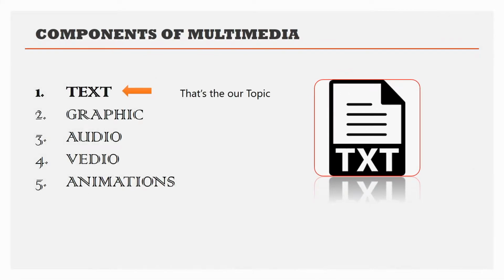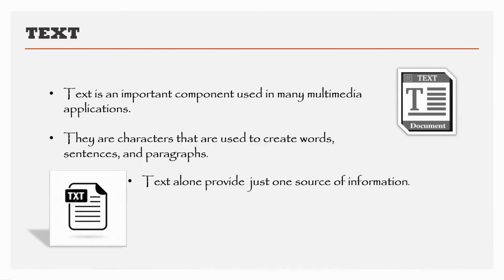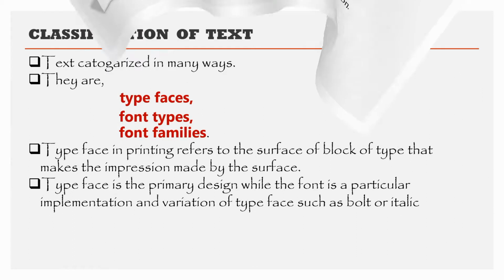There are five components of multimedia: text, graphic, audio, video, and animation. Today, we are talking about text. Text is an important component used in many multimedia applications. They are characters that are used to create words, sentences, and paragraphs. Text alone provides just one source of information.